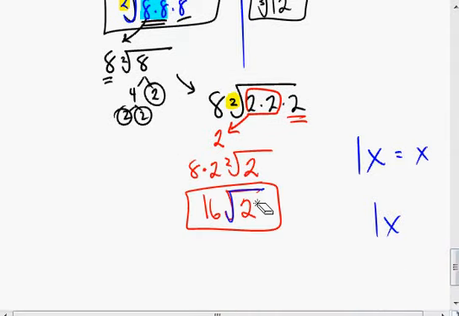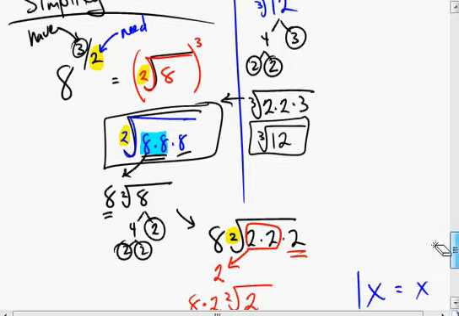Okay, that's simplifying a rational exponent. Try this again. Ready? Everyone ready? Okay. 54 to the 5/3 power. Simplify that.